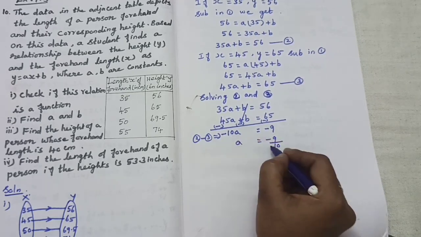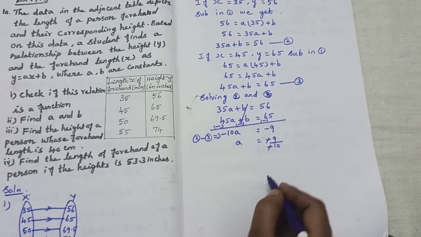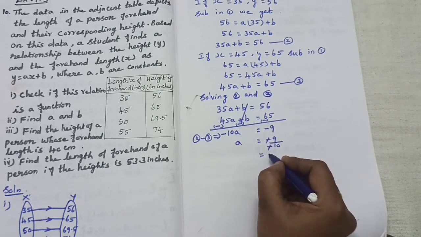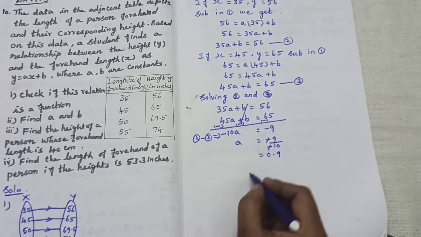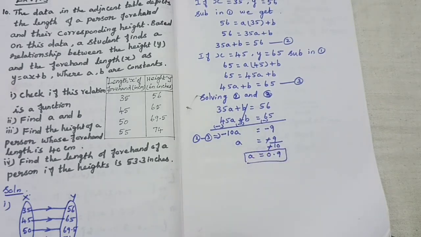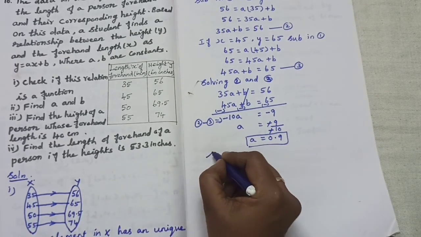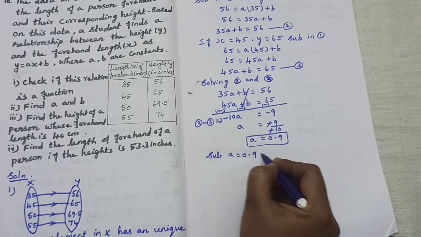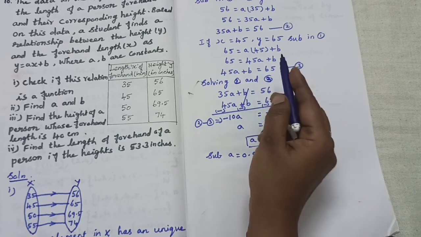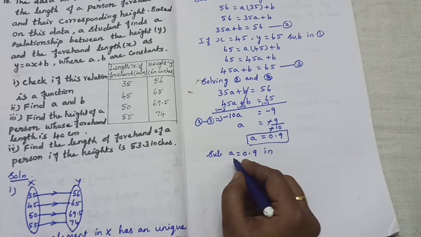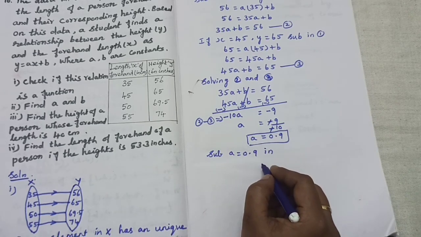The minus cancels. Then what will we get? One decimal place, put the point: 0.9. So a is equal to 0.9. Am I correct? The a value we got, we have to substitute in any one equation, equation number 2 or 3. Shall we substitute in equation number 2? Then a is equal to 0.9 in 2.